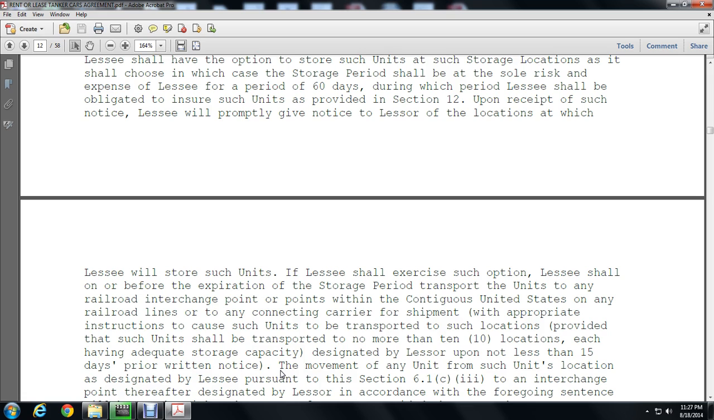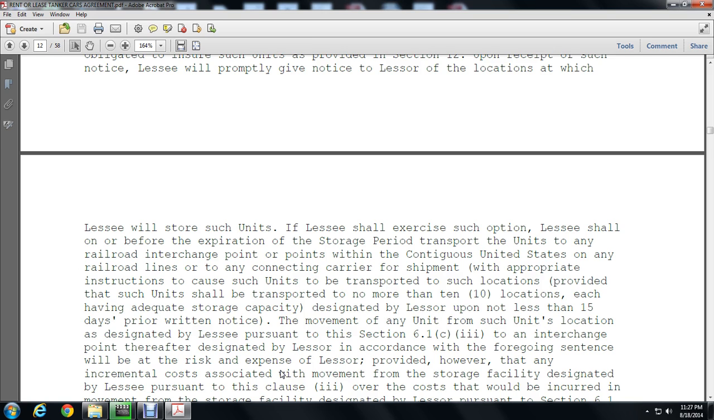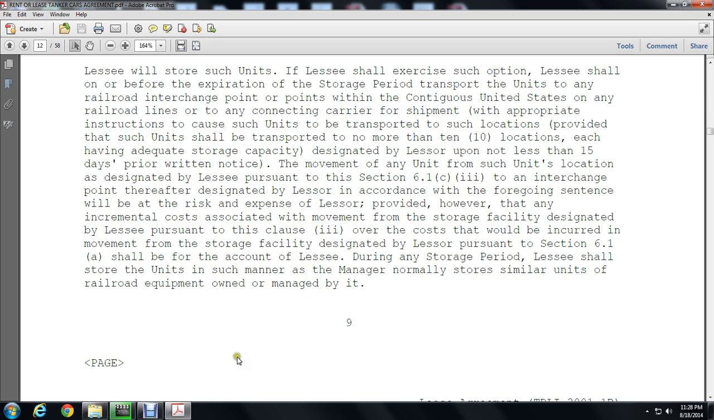The movement of any of the units from such location designated by the lessor pursuant to section 6.1c3 to the interchange point thereafter designated by the lessee in accordance with the foregoing sentence will be at the risk and expense of the lessee, provided, however, that any incremental costs associated with the movement from the storage facility designated by the lessor pursuant to the clause over the costs that would be incurred for the movement from the storage facility designated by the lessee pursuant to section 6.1 shall be for the account of the lessor during any storage period. The lessor shall store the units in such a manner that the lessor normally stores similar units of railroad equipment owned and managed by it.